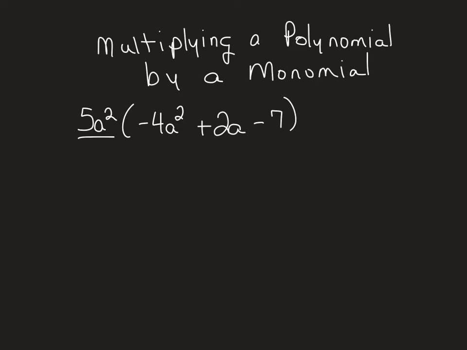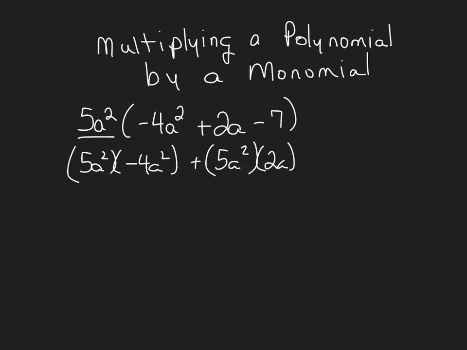Remember, when we multiply by a monomial, we multiply the coefficients together. And if the bases are the same on the variables, we add the exponents. So first of all, I'm just going to use the distributive property. We'll have 5a squared times negative 4a squared, just writing it out longways first, plus 5a squared times 2a, plus 5a squared times negative 7.